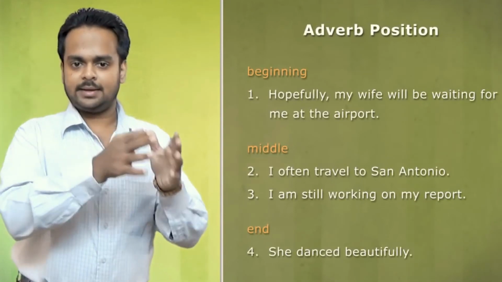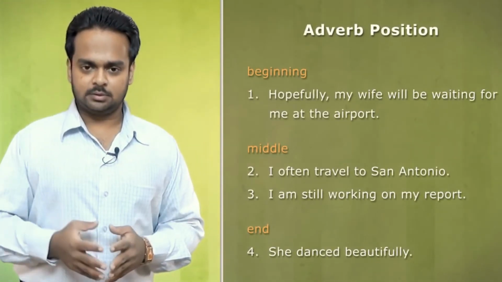Now this is probably where learners of English make the most mistakes with adverbs. Over the years, many of my students have come to me and said, "Where exactly should I put an adverb in a sentence? It's so confusing." Okay, well first, let me ask you, how many positions can an adverb have in a sentence? The answer is 3. There are 3 possible positions for an adverb in a sentence. These are beginning, middle, and end.